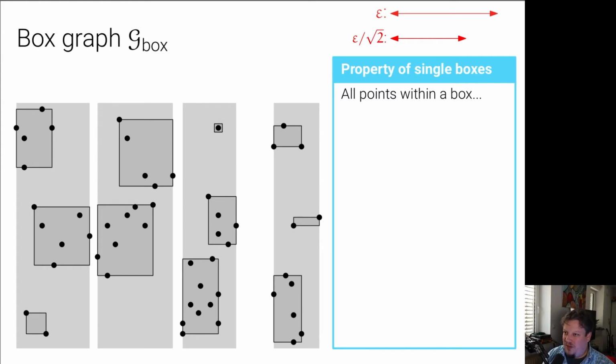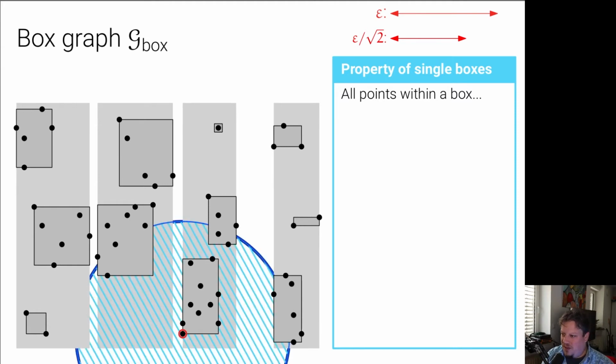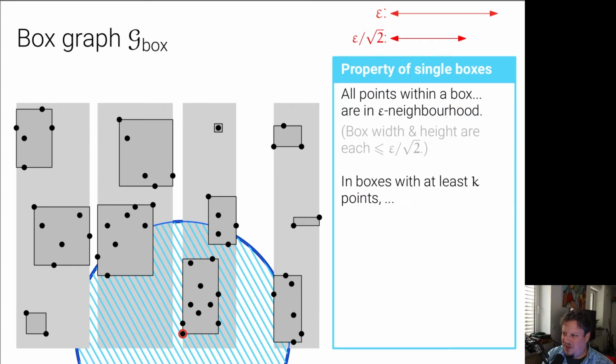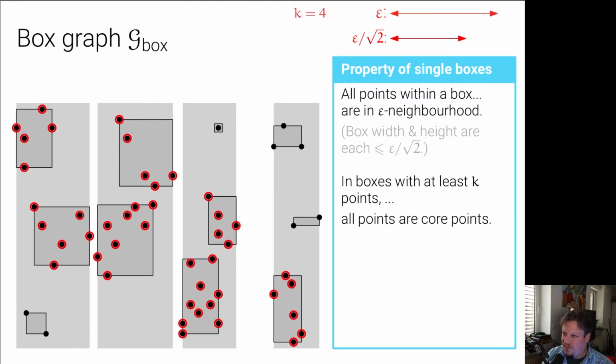There are some interesting properties. So for all points within a box, what do we know there? The side length of a box is at most epsilon over square root 2. So by the same argument that we tried to do with the grid cells before, if you take one of these points and then look at a disk of radius epsilon, then you see that it must definitely contain the entire box itself. If I have a box with at least k points, because the point itself counts, then all of the points in this box are core points.